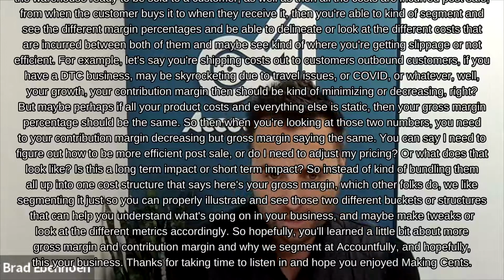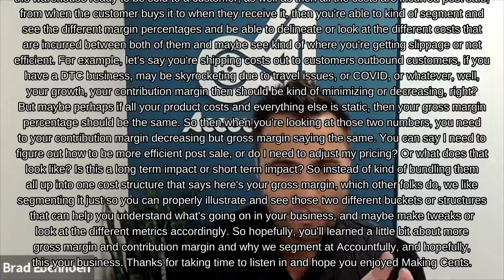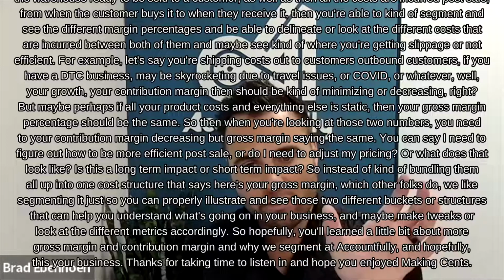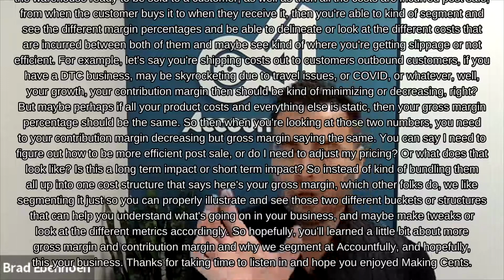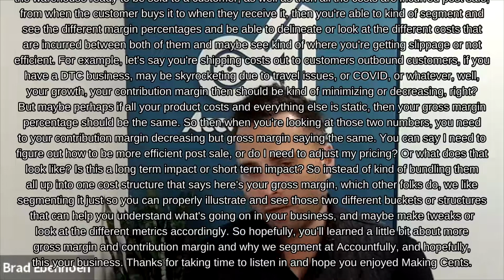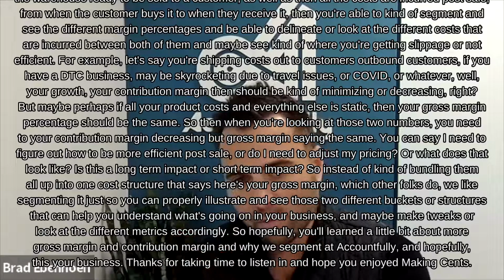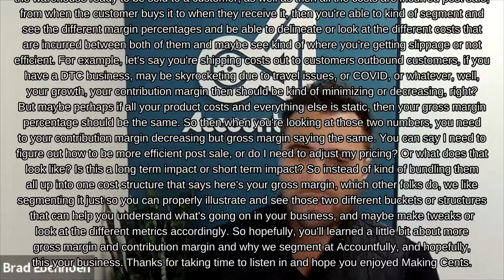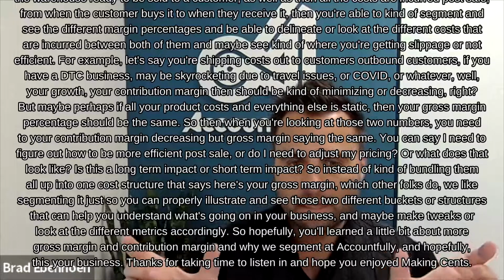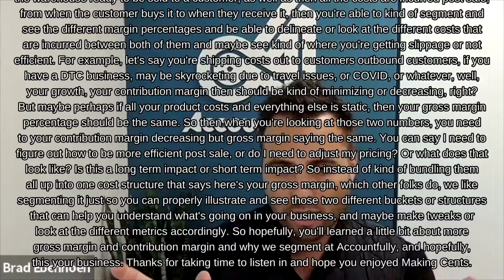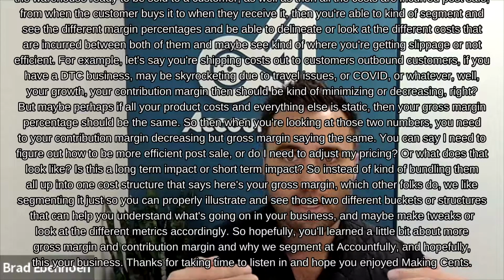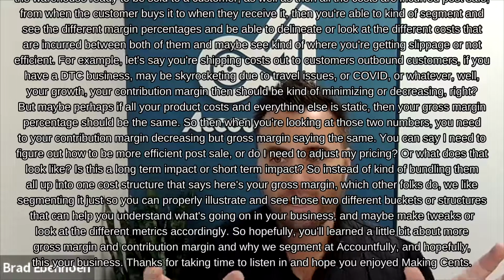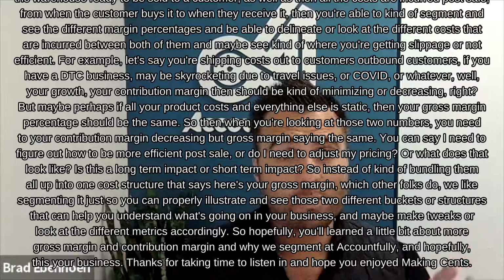So if you segment those two kind of cost buckets, where all the costs that are incurred prior to being sold, but in the warehouse ready to be sold to a customer, as well as then all the costs that are incurred post sale, from when the customer buys it to when they receive it, then you're able to kind of segment and see the different margin percentages and be able to delineate or look at the different costs that are incurred between both of them and maybe see kind of where you're getting slippage or not efficient.